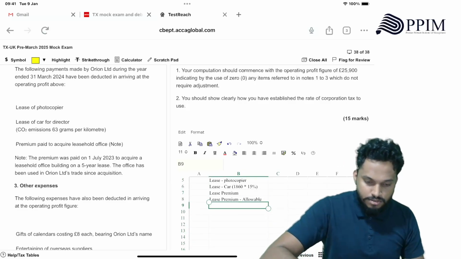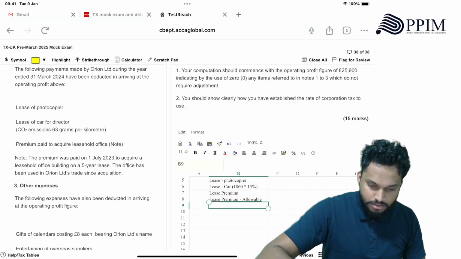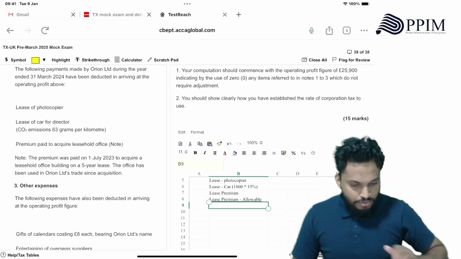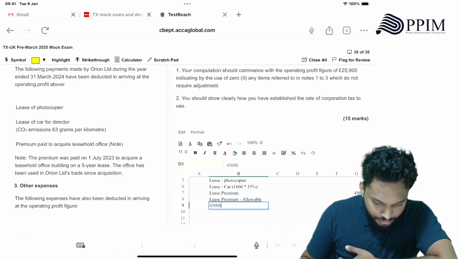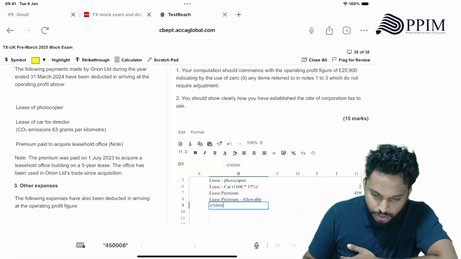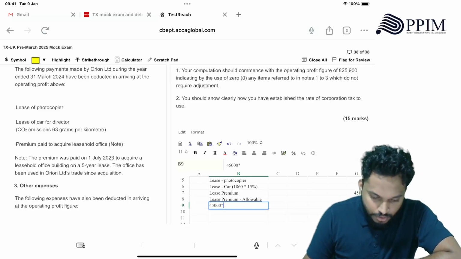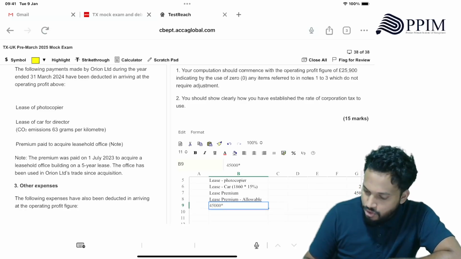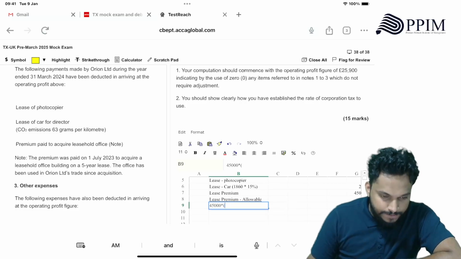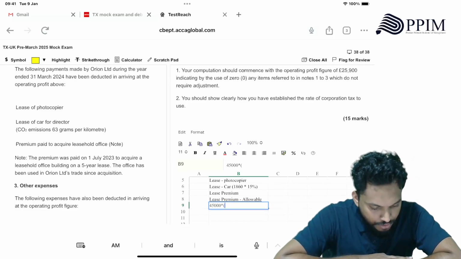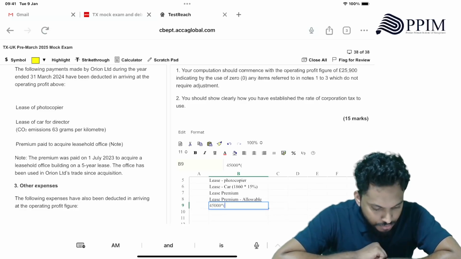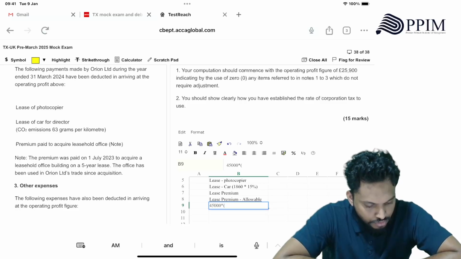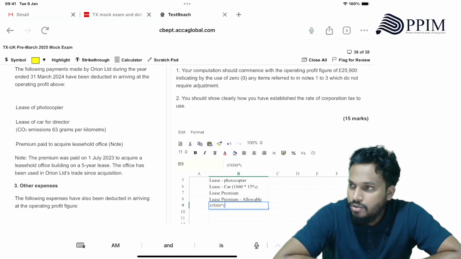So that is 45,000 into how much? 45,000, that's the equation, into the total number of months. 5 years. So 5 years means how many months? 4 years. We have to take 5 years means you need to take 4. So 5 minus 1.